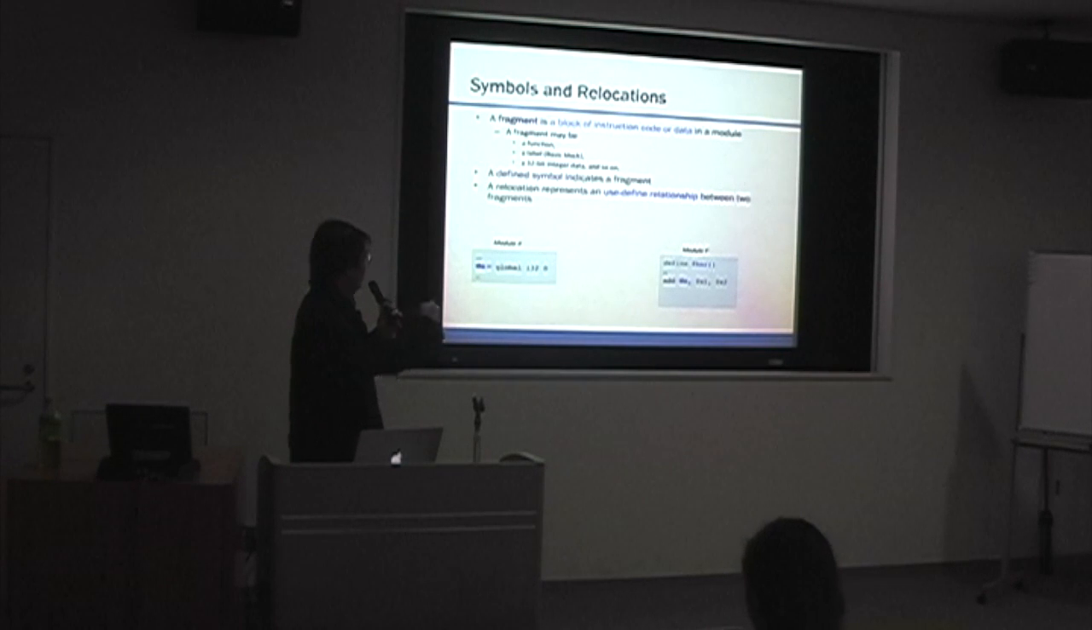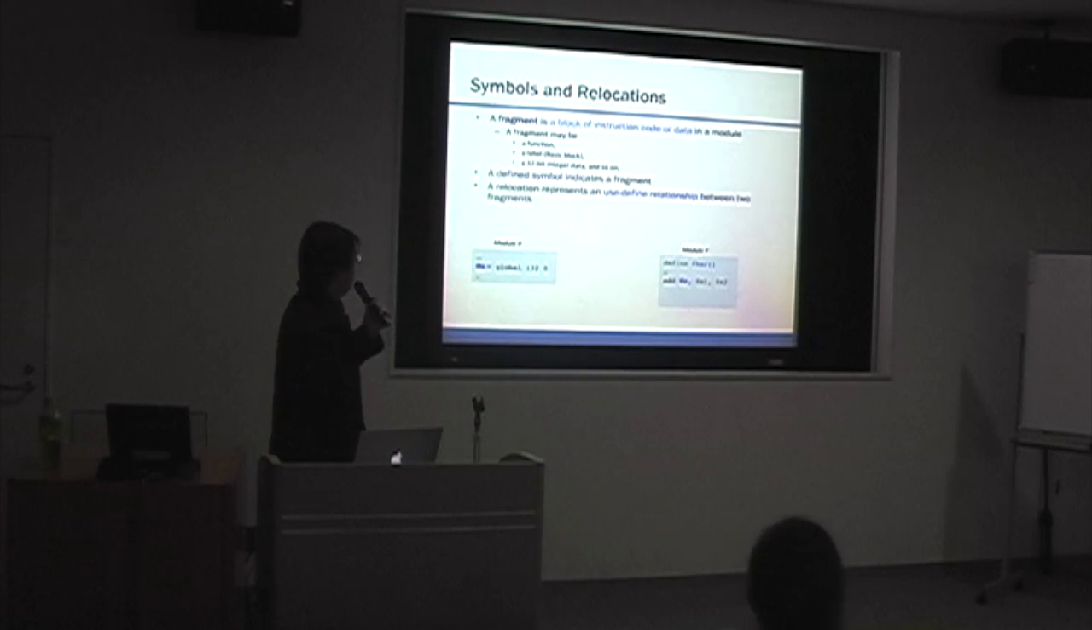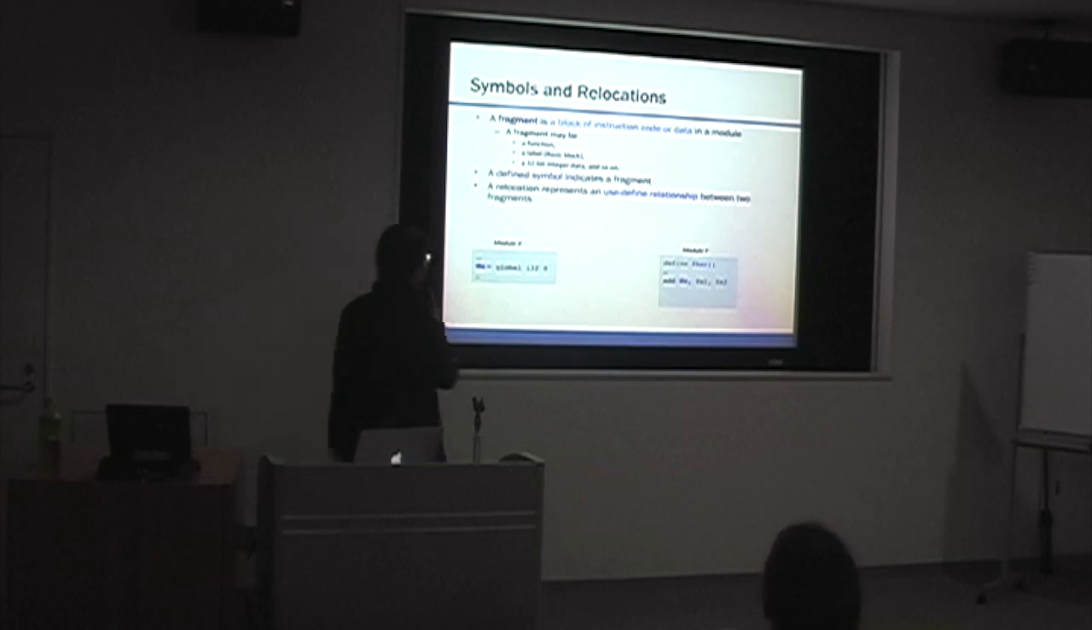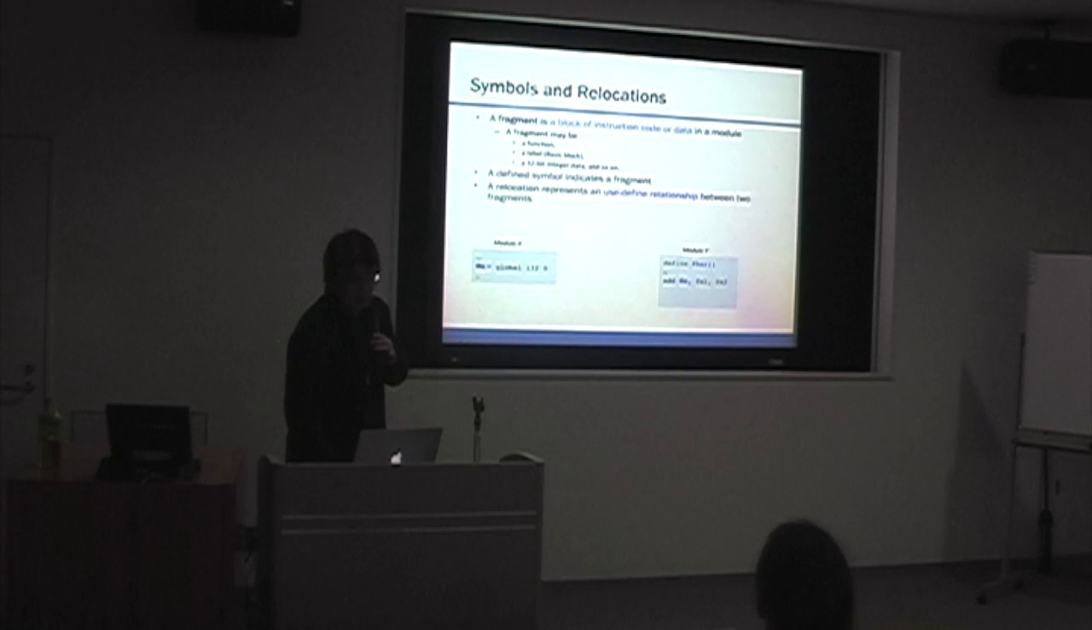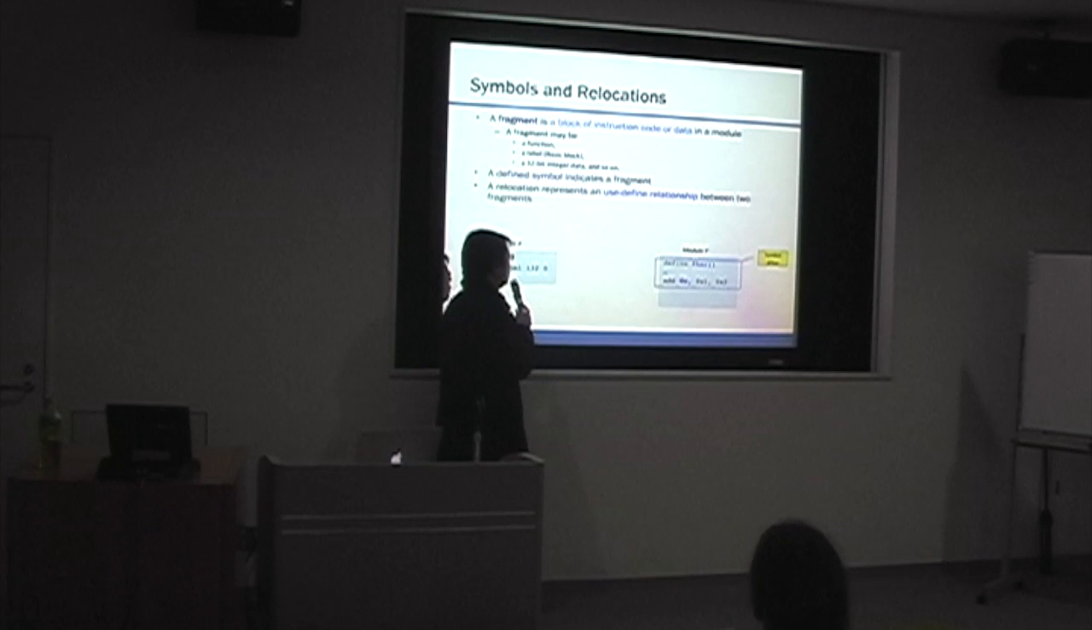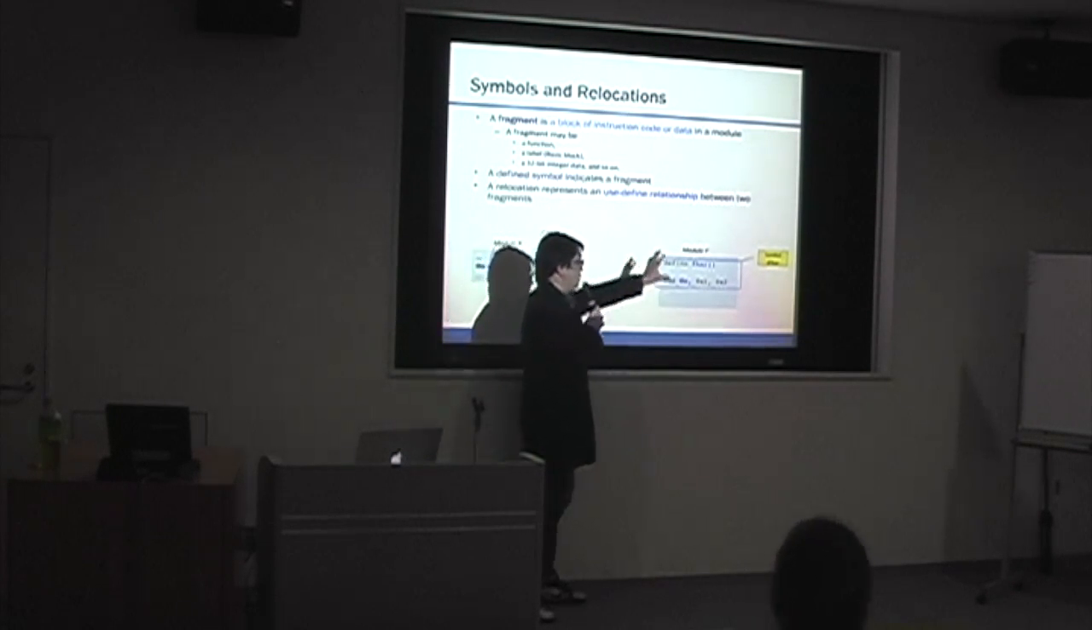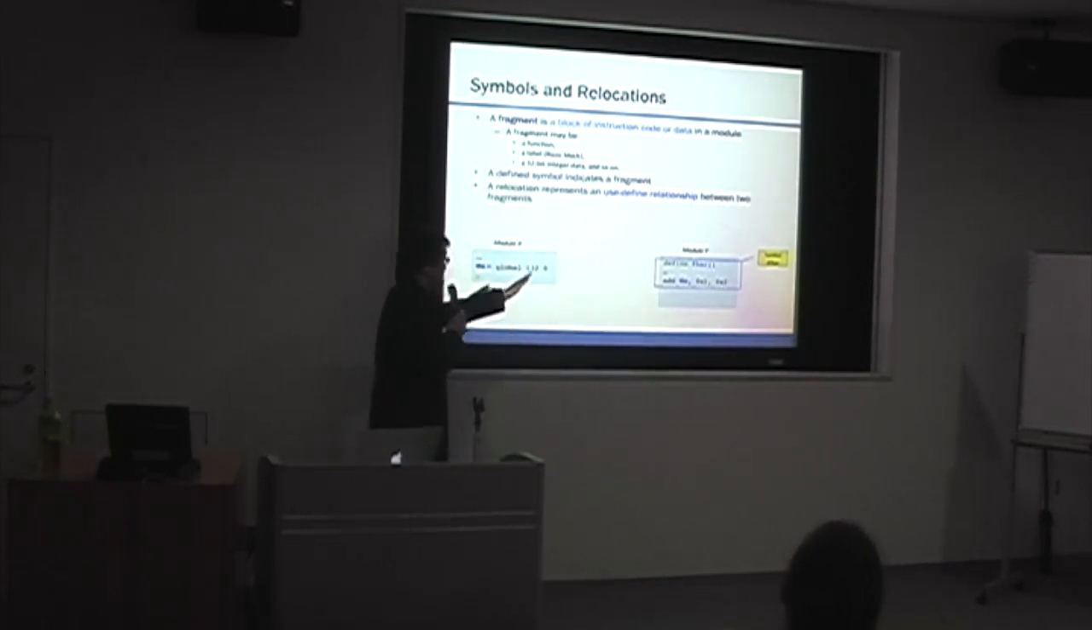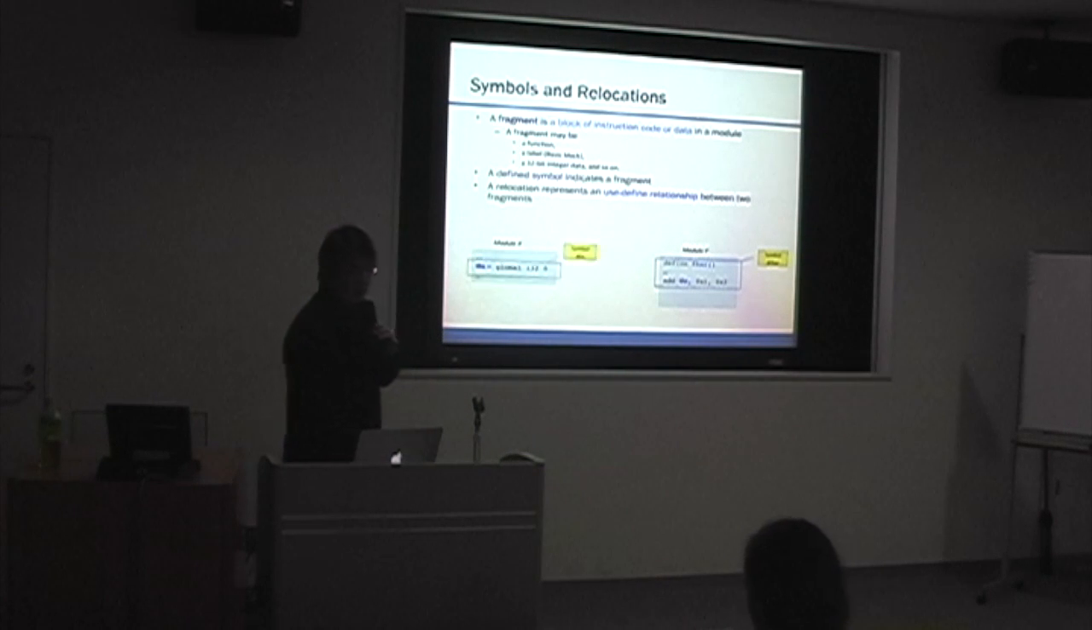And actually, let's take this graph as an example. There are two modules. One is module X, and the other is module Y. In module X, there is a global variable we call A. So there will be a symbol. And in module Y, there is a function called bar. So there will be a symbol bar to indicate that here is a function bar. And there is another symbol A to indicate that here is a variable A.